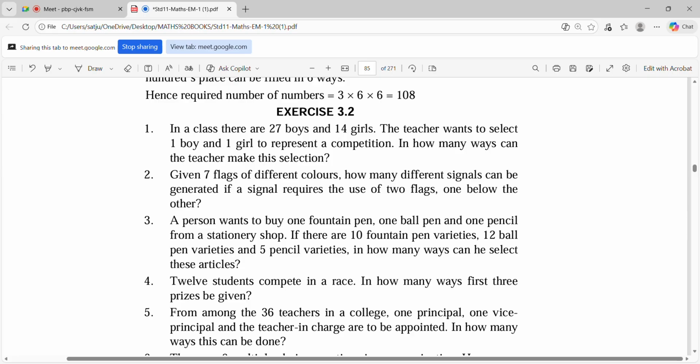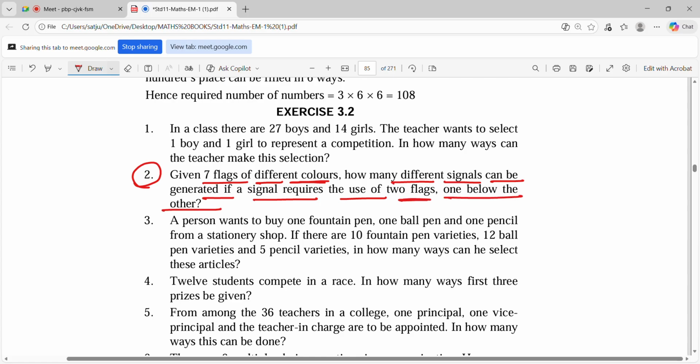Next, you try this. You must try this question, because this kind of model was there in your previous year UPSC. 7 flags of different colors. How many different signals can be generated if a signal requires the use of 2 flags, one below the other? You answer this question.